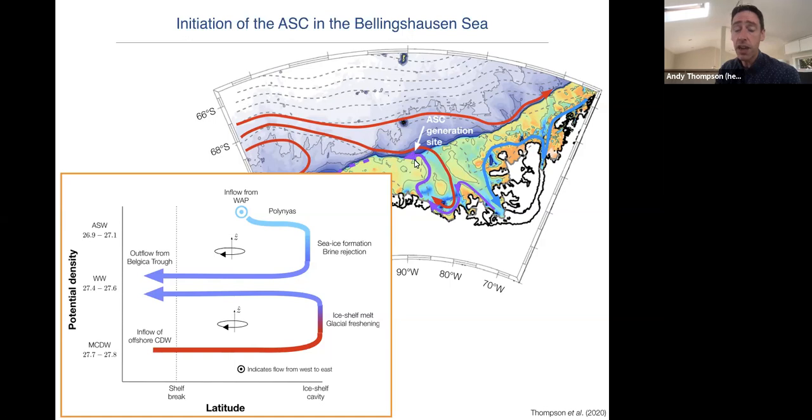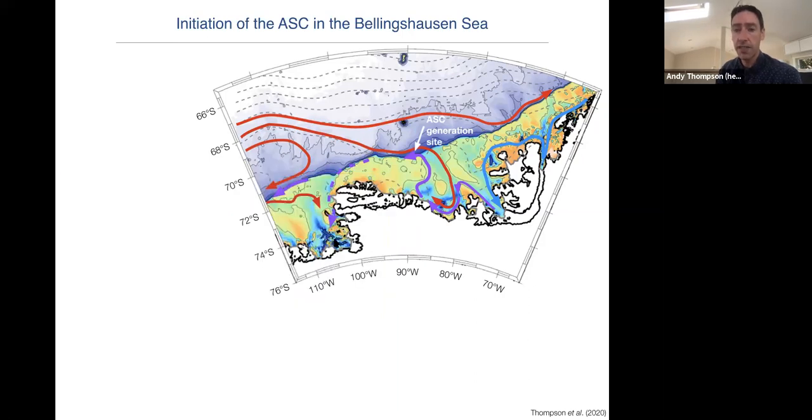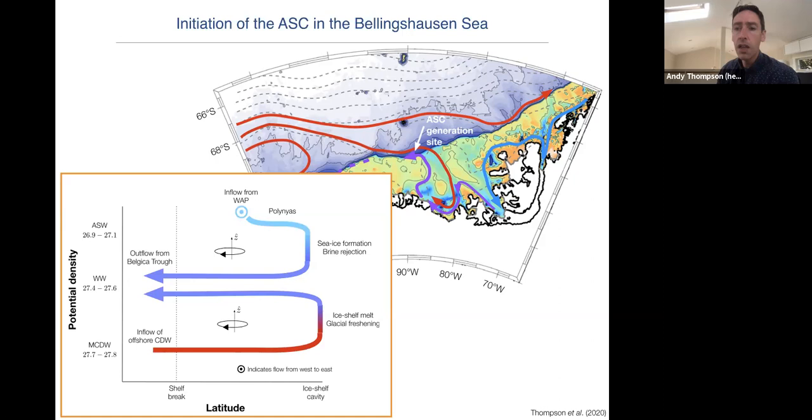The implication of initiating a westward flow here on the western side of the Belgica Trough is that properties that are formed in the Bellingshausen Sea could be delivered into the Amundsen Sea and modify the properties that have access to, say, Pine Island Glacier and other glaciers in the Amundsen Sea. So that's the first part of the talk.